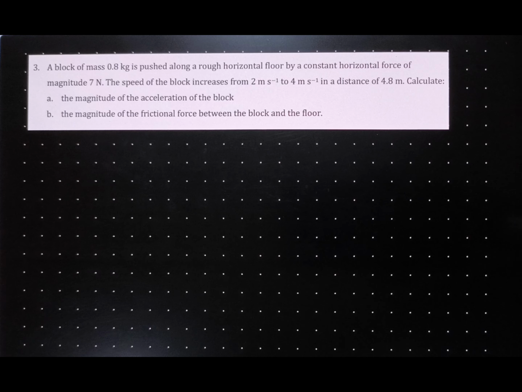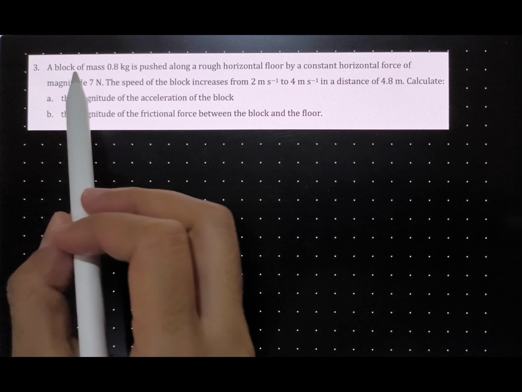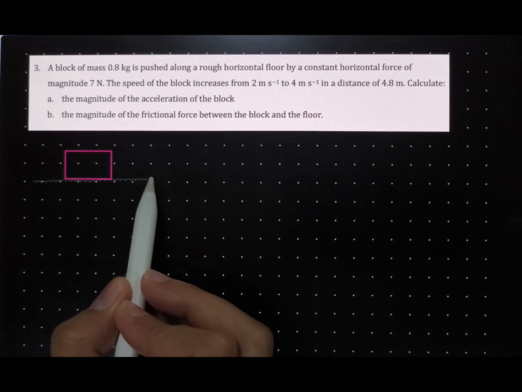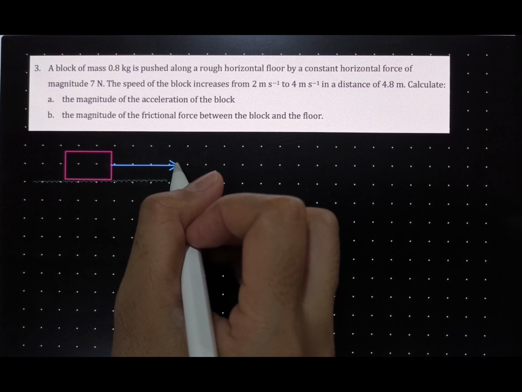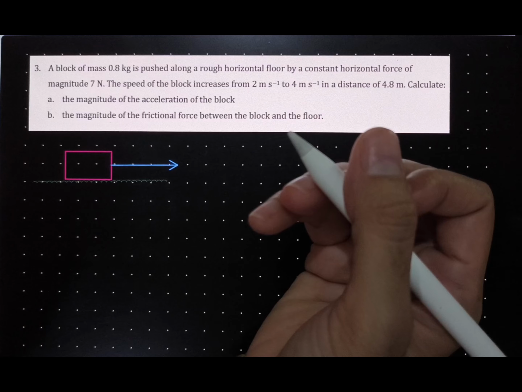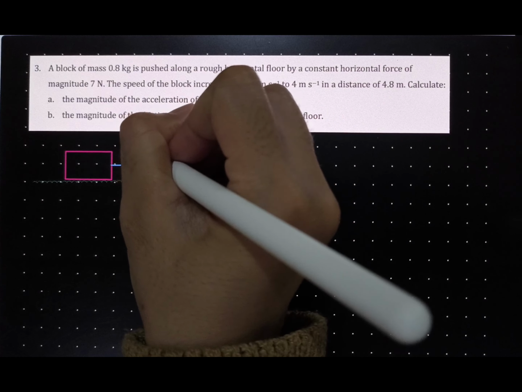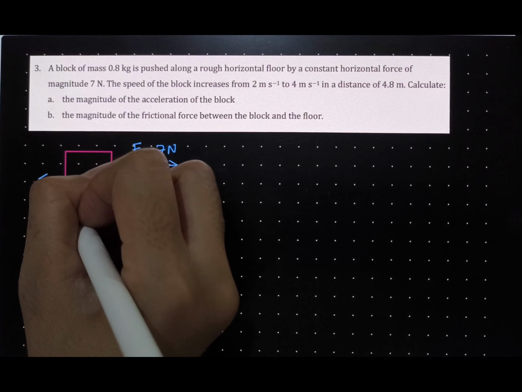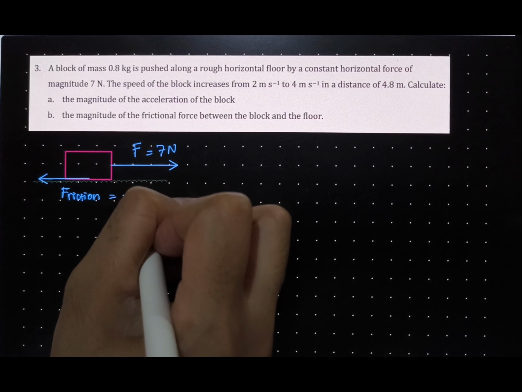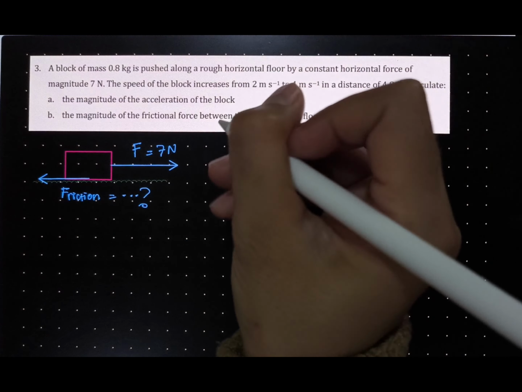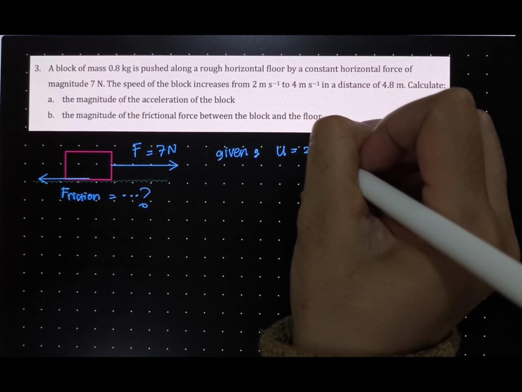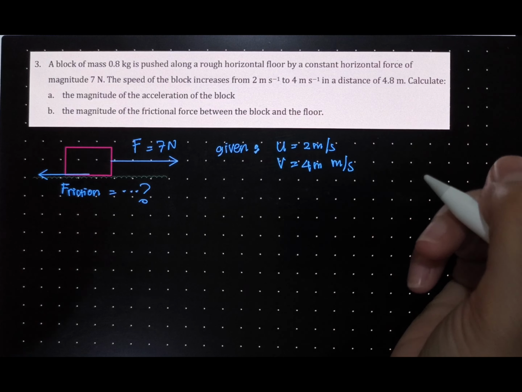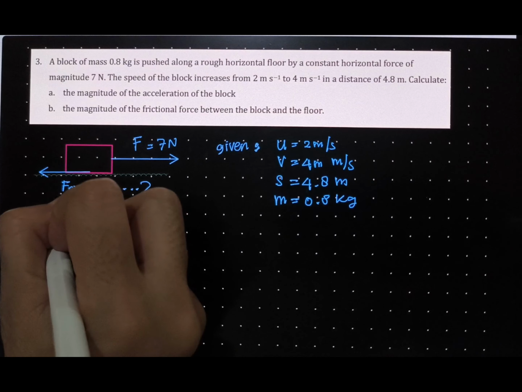Question number 3. First, let's identify the given information and draw the force diagram. A block with a mass of 0.8 kg is pushed with a force of 7 Newtons on a rough horizontal surface. This means there is a frictional force acting between the object and the floor. However, from the question, we don't know how large the frictional force is. And the object has initial velocity u equals 2 meters per second, final velocity v equals 4 meters per second, and displacement s equals 4.8 meters.